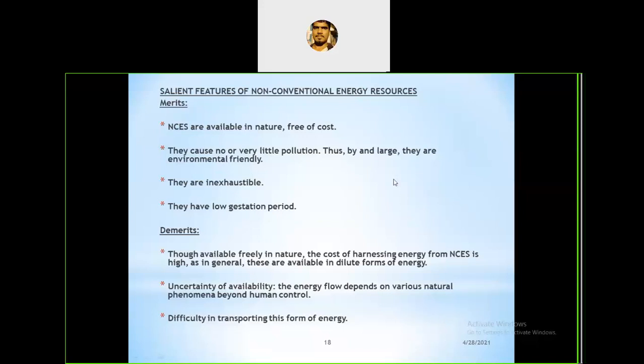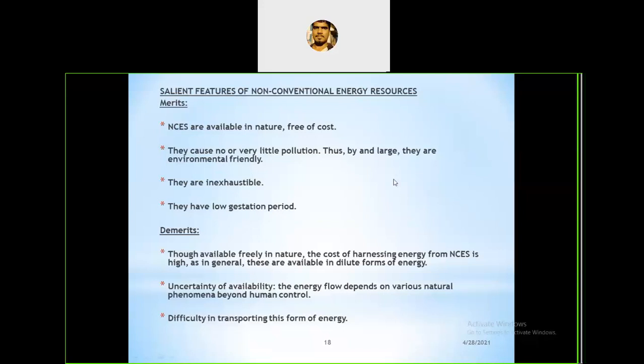But compared to coal and petroleum products, those produce more pollution. Solar produces very little pollution. Wind produces very little pollution. So like this, they are very eco-friendly, environment friendly sources. And of course, they are inexhaustible. If you use them continuously for 100 years, 200 years, they won't exhaust, they won't empty, they will even regenerate.